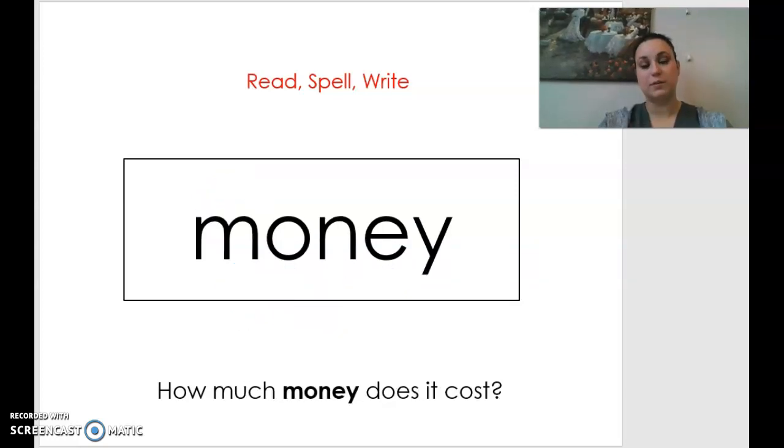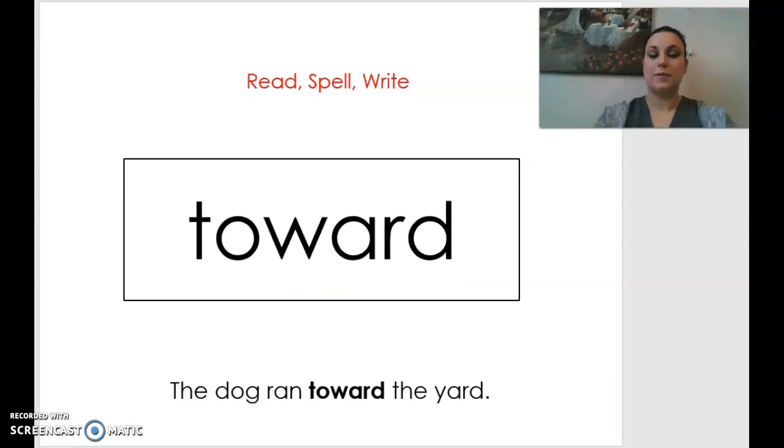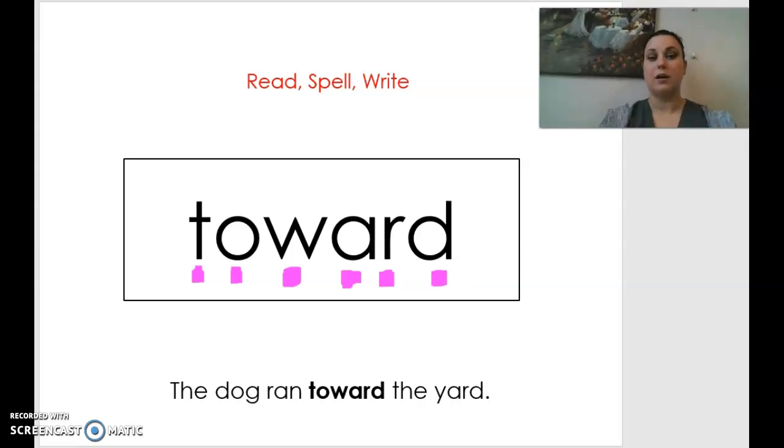Next word is money. What's the word? Spell it. M-O-N-E-Y. Money. Tell your family a sentence that has the word money in it. Our last high frequency word is toward. What's the word? Spell it. T-O-W-A-R-D. Toward. The dog ran toward you. Go ahead and tell your family a sentence with the word toward.